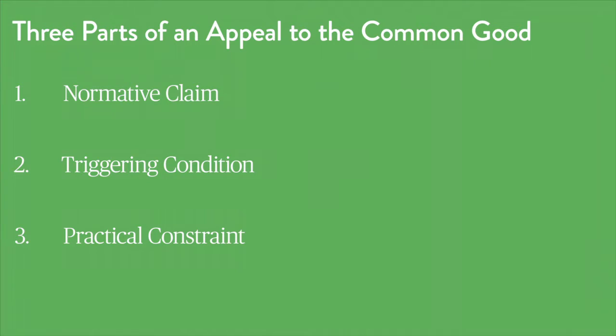So now in the last video, we saw that your appeals to the common good revolve around three sorts of things: a normative claim, a triggering condition, and a practical constraint. And so now Alex considers what he calls the corporate conception of the common good and how it understands, again, this relationship between the common good and individual interests.